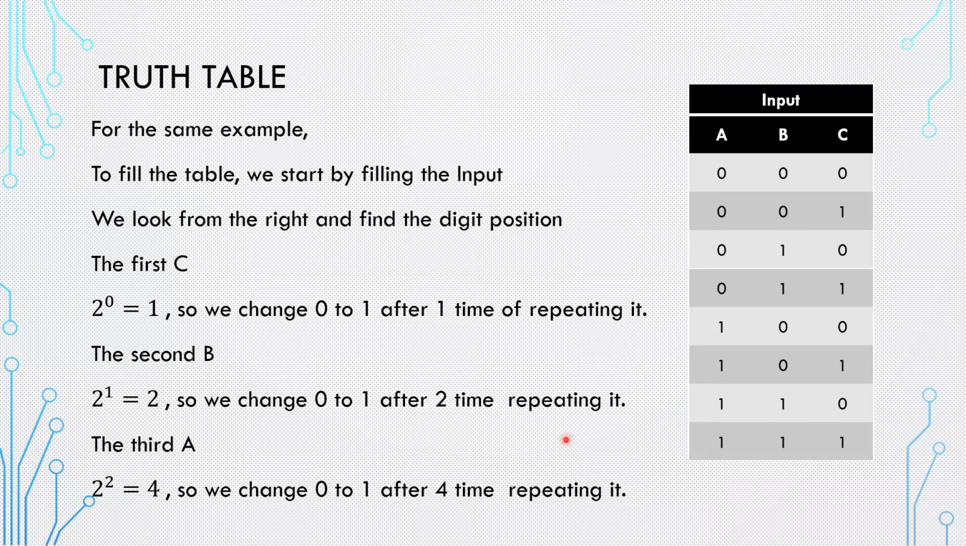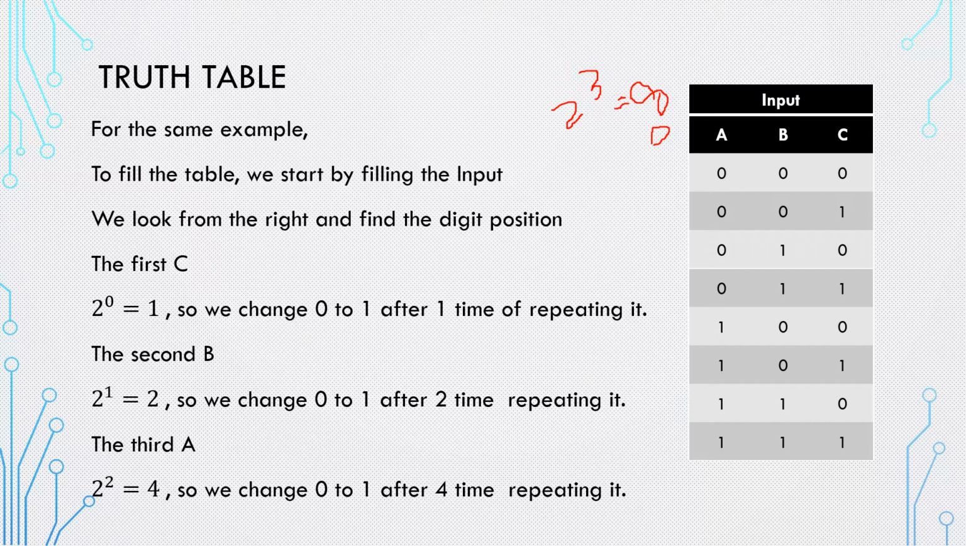So in order to know that, you need to raise 2 to the power of the position of the new input. If you have, let's say D, the fourth input, the position gives 2 to the power 3. So you're going to write 0 eight times, and then 1 eight times, and so on. So this 8 gives me how many times I'm going to repeat the 0 before changing to 1. So this is basically how to build the input for the truth table.